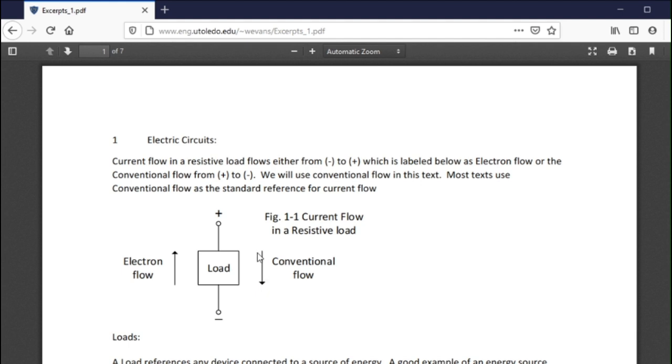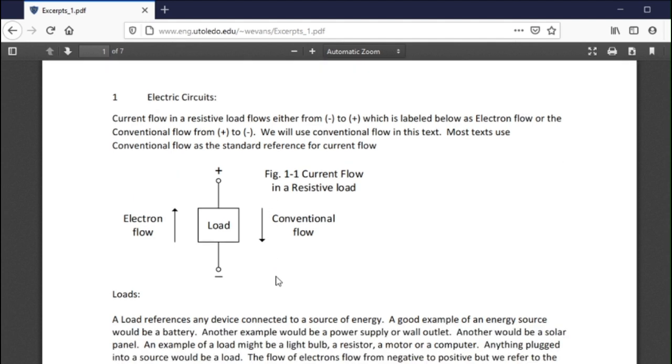Most texts use conventional flow. A few texts use electron flow. We're going to use conventional flow in this book. So, if I define flow or current and that type of thing, we'll say conventional flow or from plus to minus. We go from the top to the bottom, plus to minus.